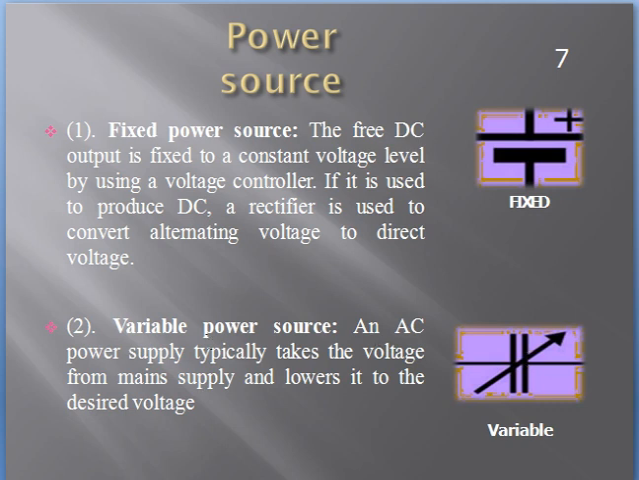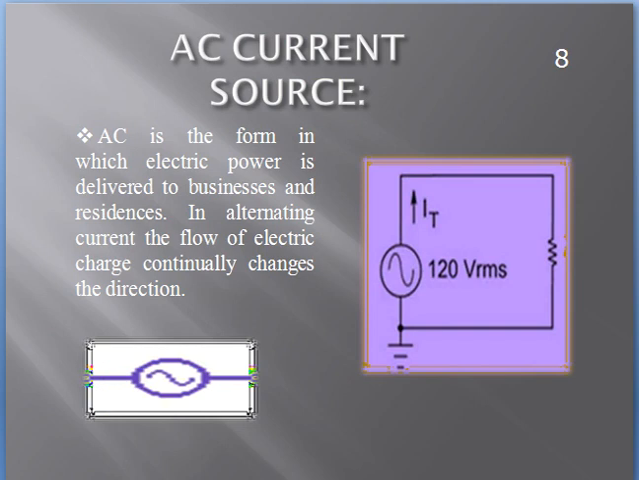Next we will discuss the current source. After the voltage source we will represent the current source. You can see the diagram here. This is how we are using the current source. Here you can see the symbols which represent the current source. This is an example of a current source.